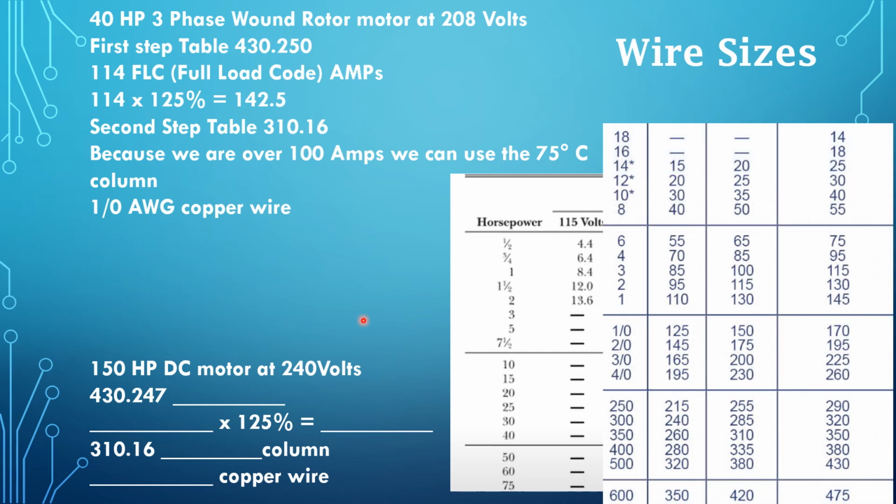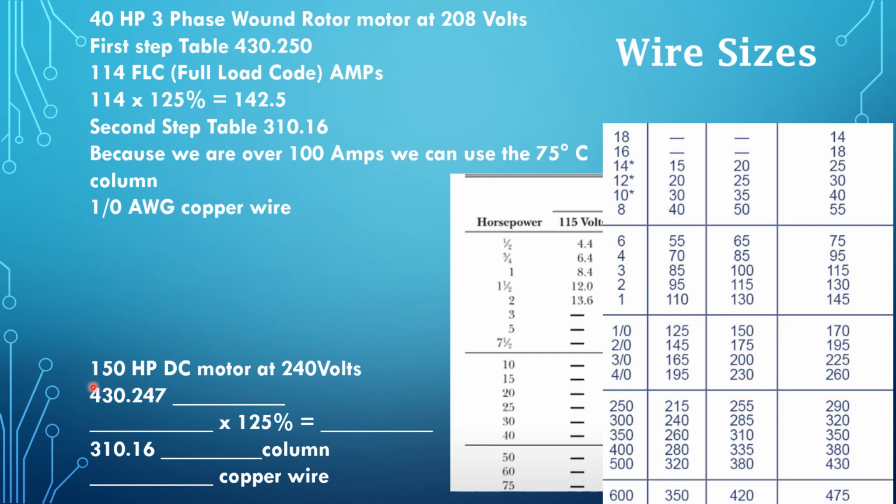We're over 100 amps, right? We're at 142 amps, so we get to come into the second column this time. This is our 75-degree column. We use the 75-degree column when we're talking about things over 100 amps. So if we need 142, that's bigger than a 1 AWG, and we're going to be in the 1/0 size. The 1/0 gives us 150 amps. That's the size that we're going to need for that particular motor.